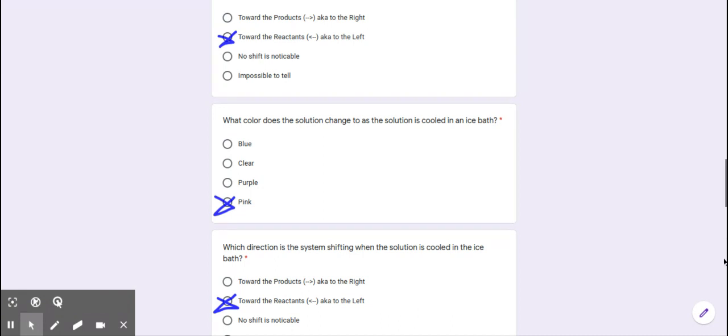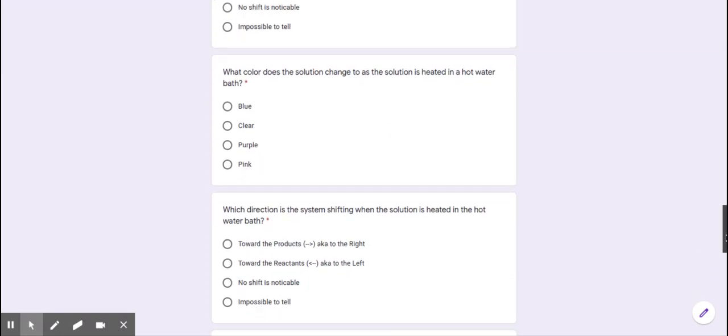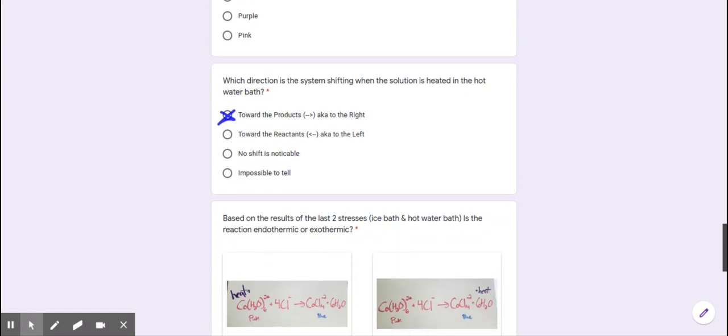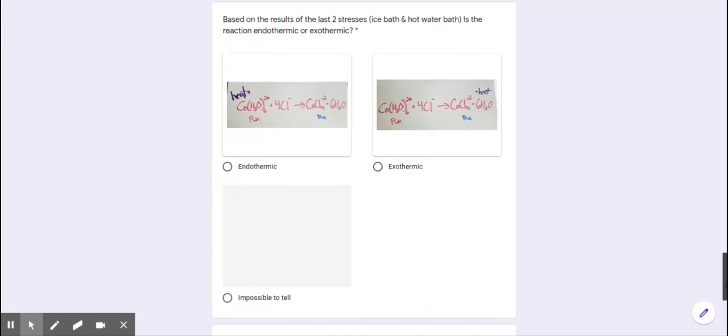And then the next two questions, what happened when we put it in the hot water bath? When we put it in the hot water bath, it turned very dark blue. And what direction is it shifting? Well, blue is on the product side. So that's what we have here. Now, so far, for the most part, everything went normal. Everyone had most of these right.